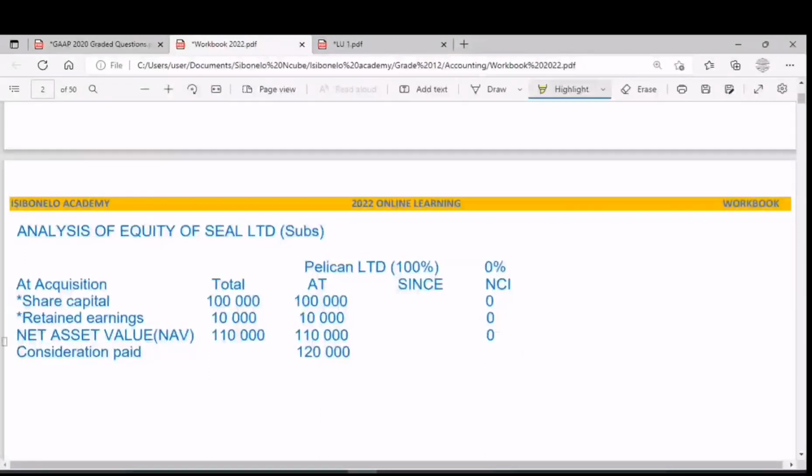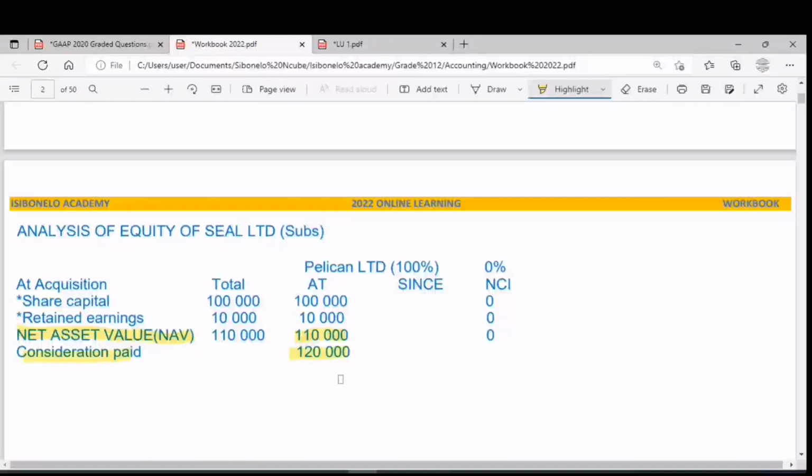Highlight the net asset value at acquisition: at the date of acquisition, Still Limited's equity shows that this company was worth 110,000, but Pelican, the investor, paid 120. So the company was worth less but the investor paid more. What does that mean? The excess amount they paid is for the reputation of the company.